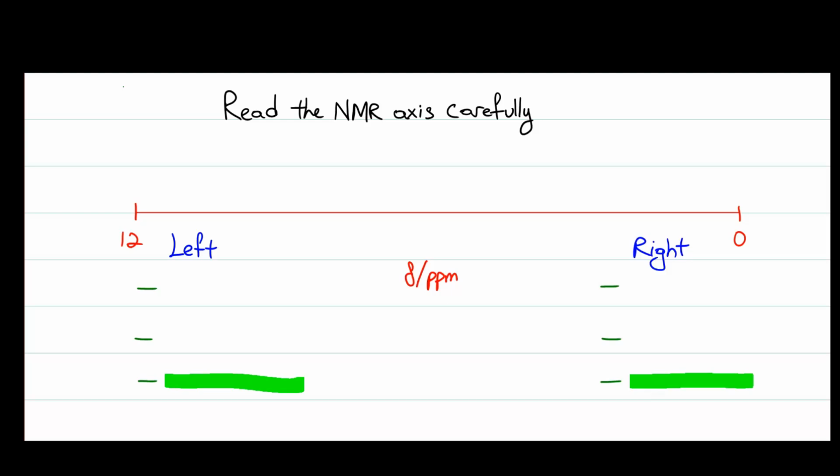So let's slow down. On the printed NMR spectrum, the left side is called downfield, and it has a higher delta or higher chemical shift. The right side is called upfield, and it has a lower delta value. The simplest memory line is this. The deshielded protons appear downfield on the left, while shielded protons appear upfield on the right.